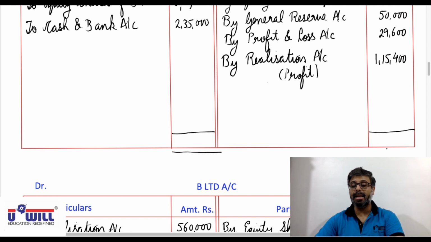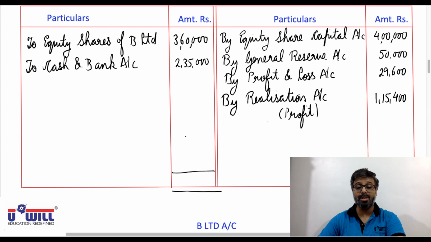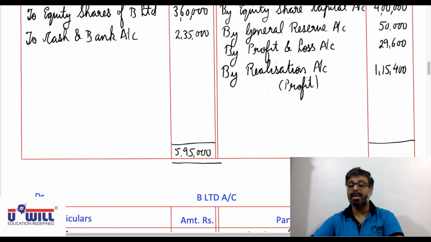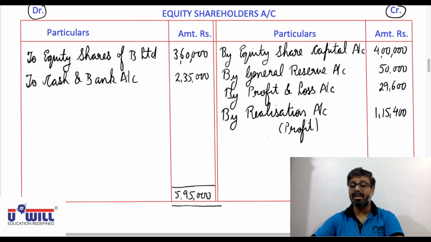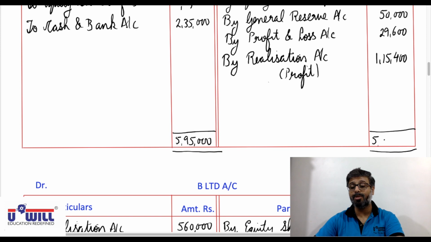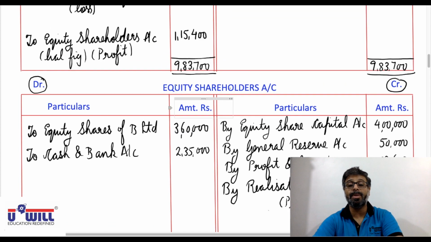Now lastly, equity shareholders must get tallied. Means lastly, the last account equity shareholders also must get closed. So 3,60,000 plus 2,35,000, 5,95,000. Now check it on credit side, is it same? 4 lakh, 5 lakh, 550, 570, 580, 589, 594 and 5,95,000. Means our entries are correct. So did you all understand the entries in the books of transferor company?